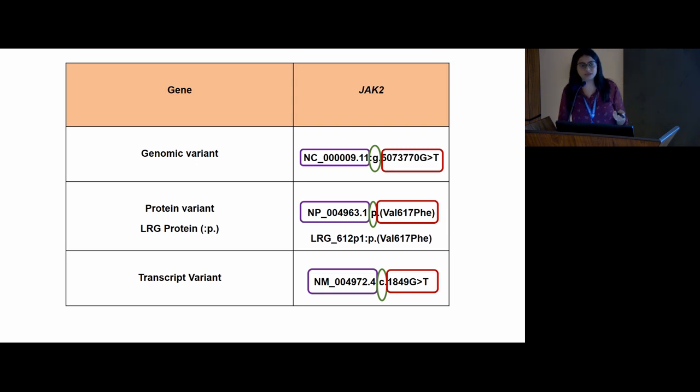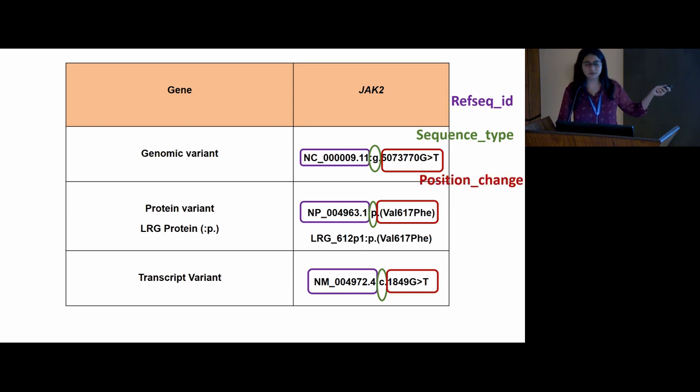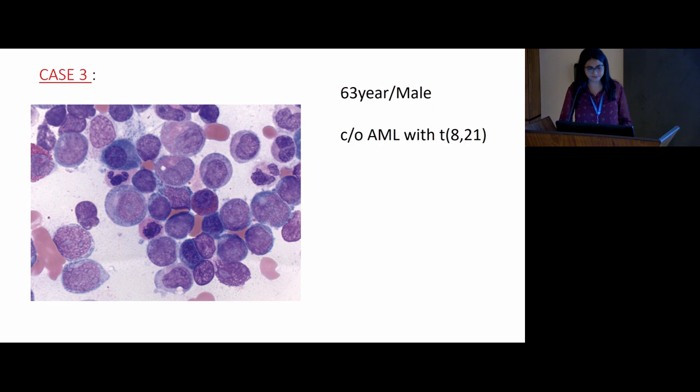Can anyone quickly tell me what the purple ones that we have marked here are? We term it as the reference sequence. The green, G, P and C, would be our sequence type, and the maroon would be the position change. And since we're talking about a substitution mutation, that's represented by the greater-than sign, G to T.